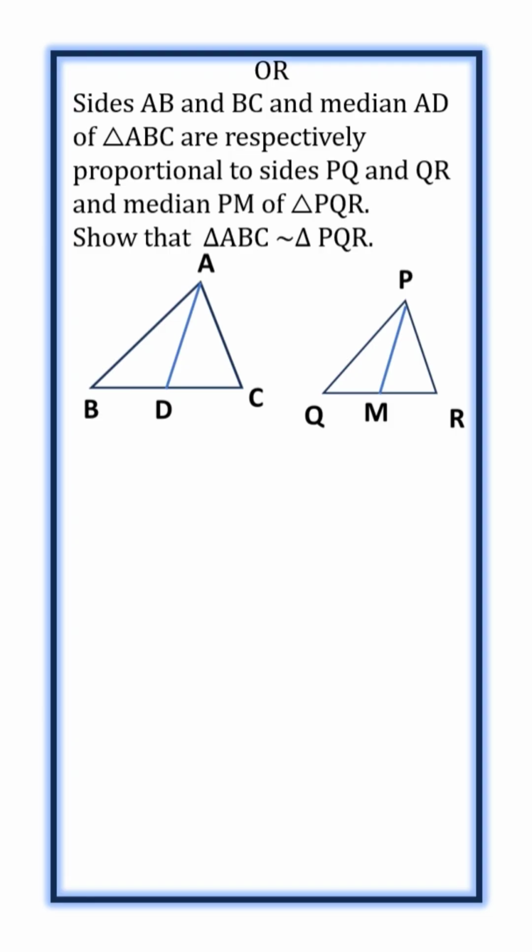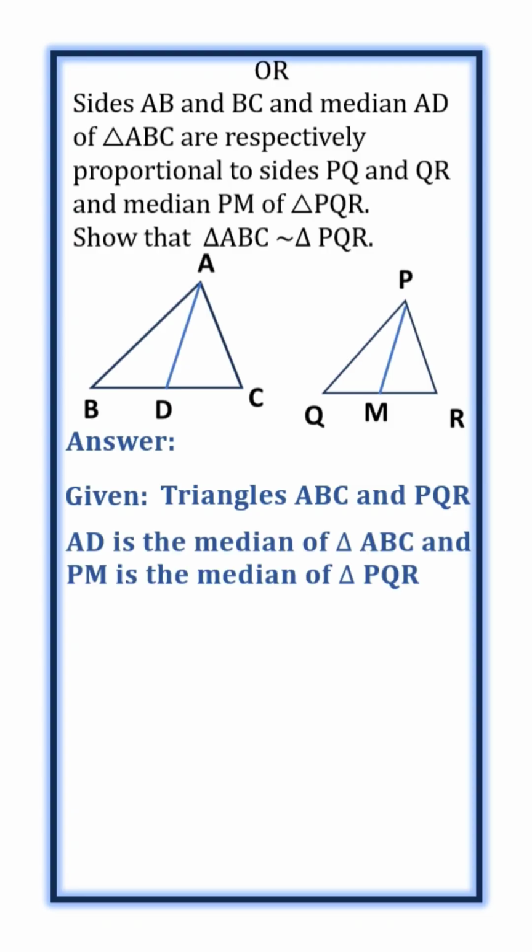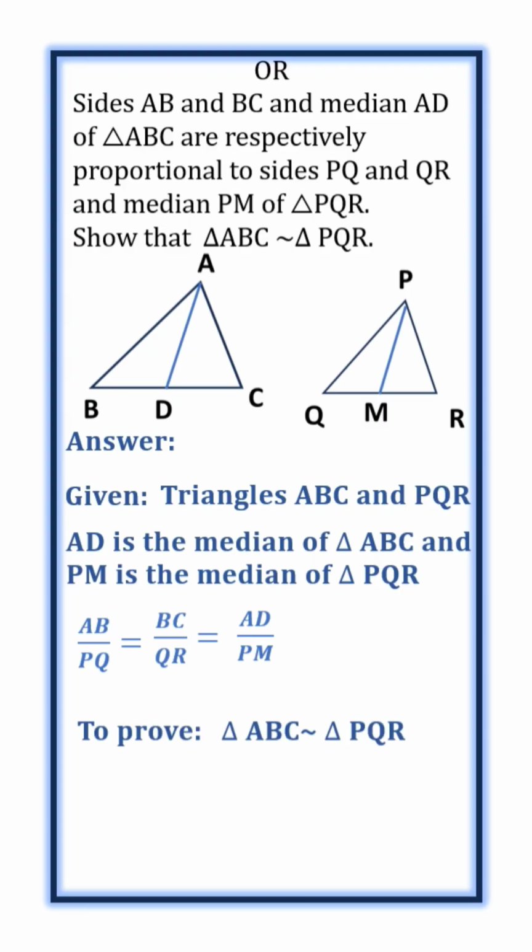Triangles ABC and PQR are given. AD is the median of triangle ABC. PM is the median of triangle PQR. And we are also given that AB by PQ is equal to BC by QR is equal to AD by PM. To prove: triangle ABC is similar to triangle PQR.